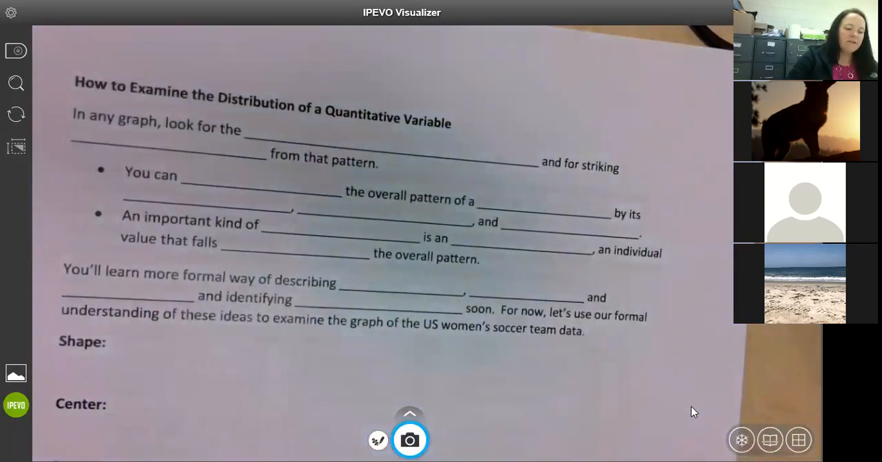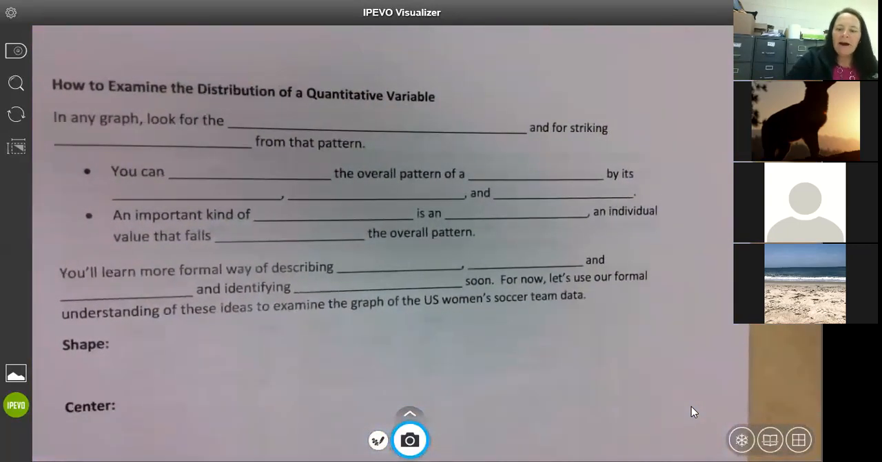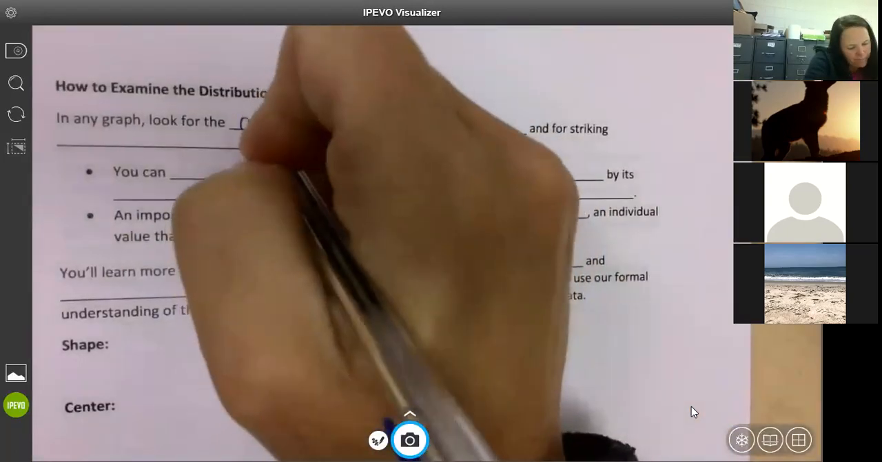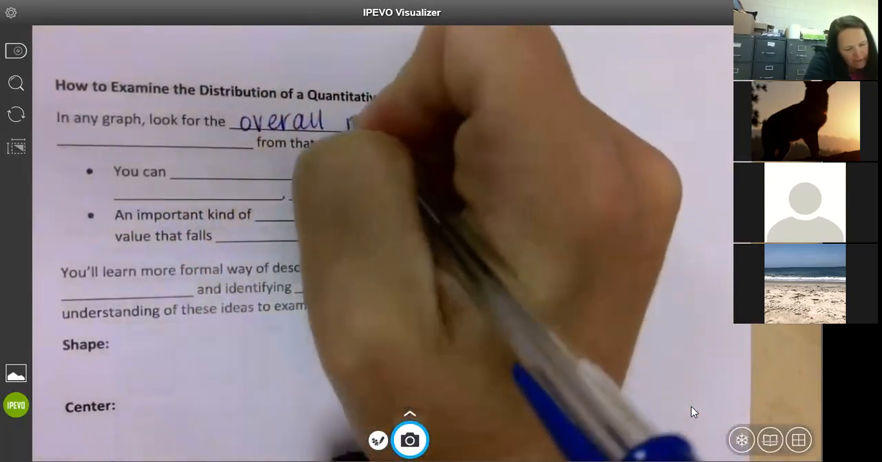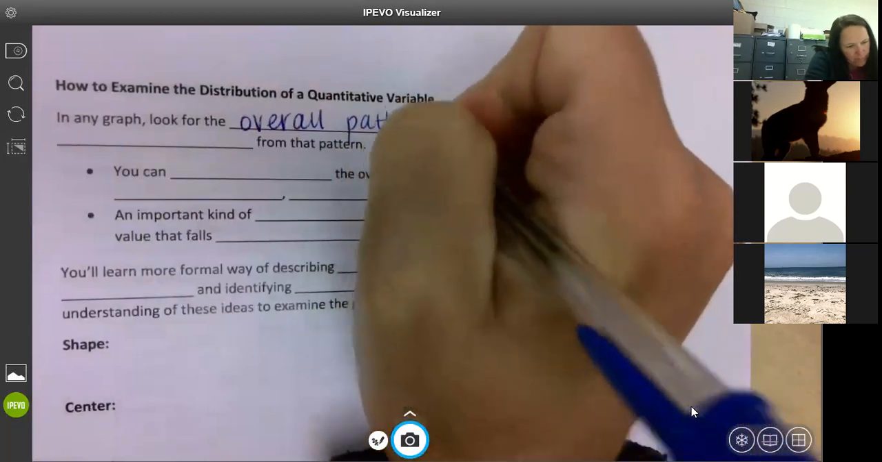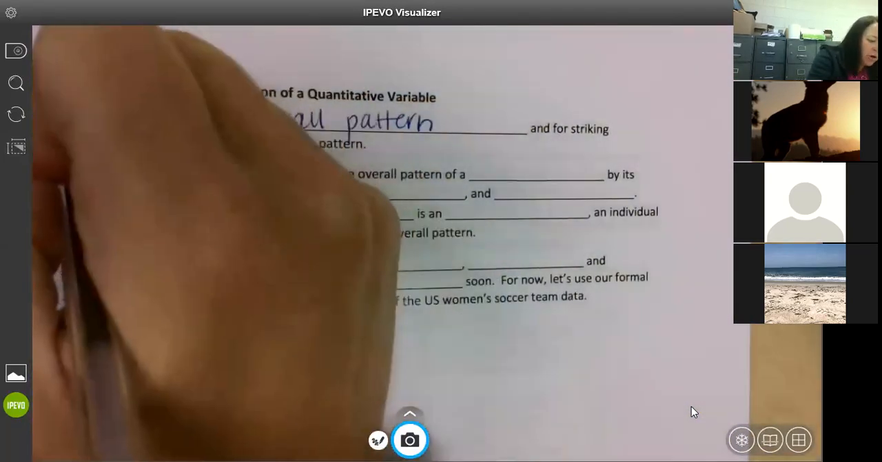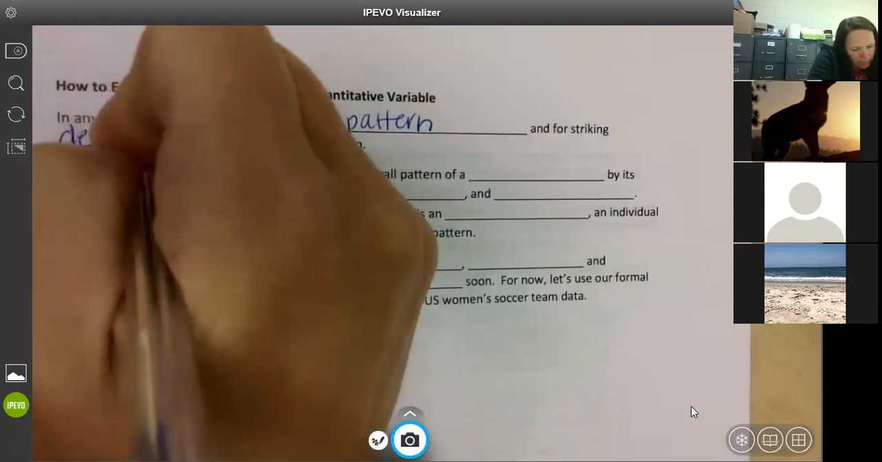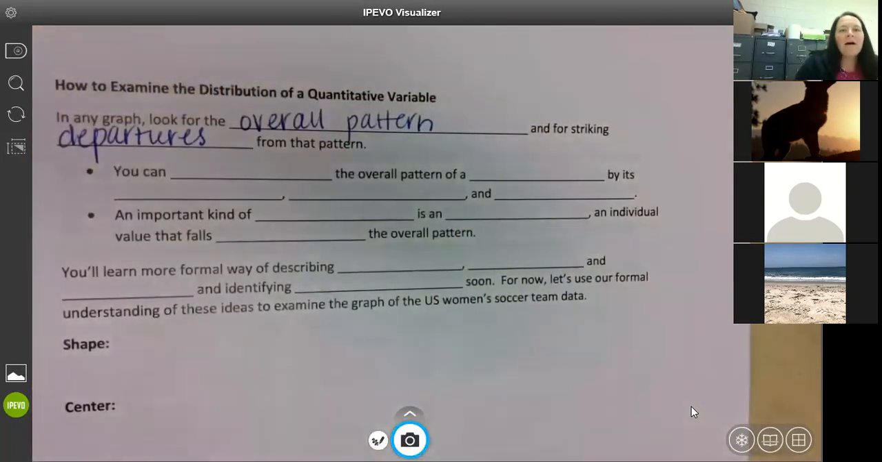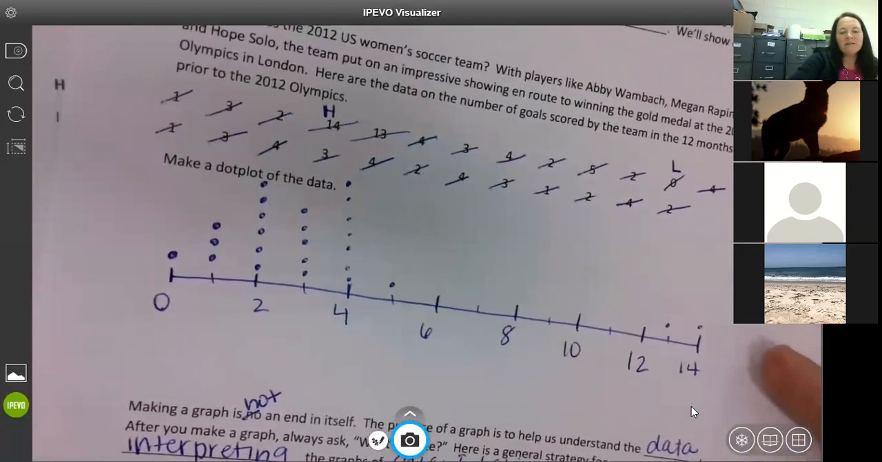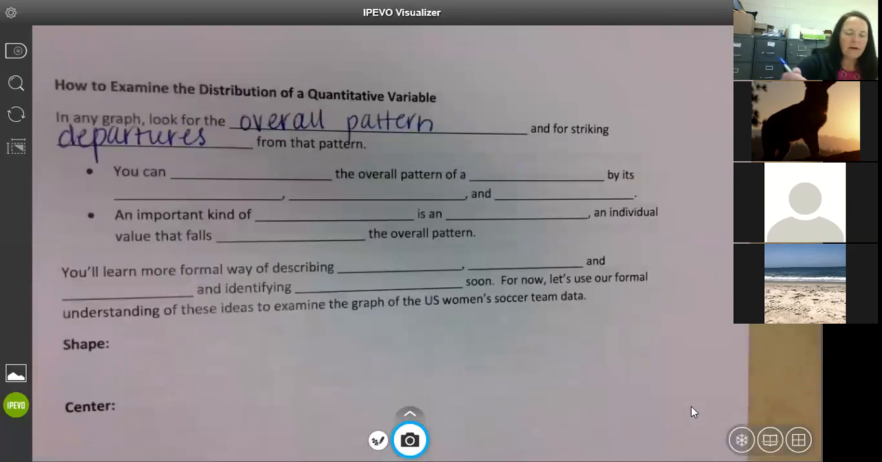All right, how to examine the distribution of a quantitative variable. In any graph, look for the overall pattern. And we'll talk about that soon. And for striking departures from that pattern. Striking departures from that pattern are outliers. You guys know what outliers are. So in this graph, which ones look like outliers? 13 and 13 and 14, because they're not up there. And then we're going to talk about this overall pattern, like what this shape is and stuff like that. So we'll get there in just a minute, okay?